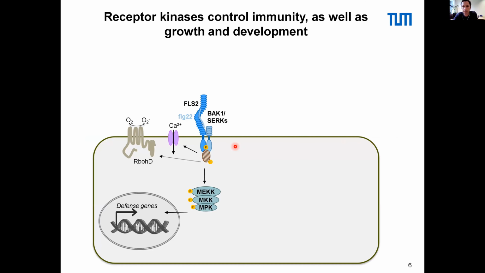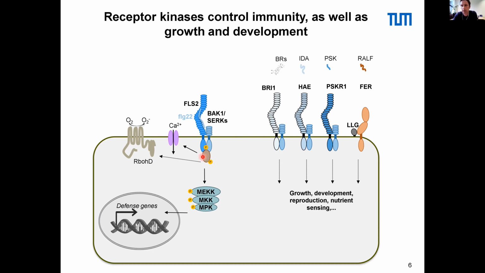So I've shown you the left part here on this slide already. So you can see that microbes are perceived by these pattern recognition receptors, like, for example, this FLS2 example. And these proteins belong to the family of receptor kinases. So they contain an extracellular ligand binding domain and an intracellular kinase domain, which is required for the signal transduction down into the cellular compartments. But interestingly, very similar looking proteins, so other receptor kinases, are not involved in defense, at least directly, but they are regulating diverse aspects of plant growth, development, such as also reproduction or nutrient sensing.